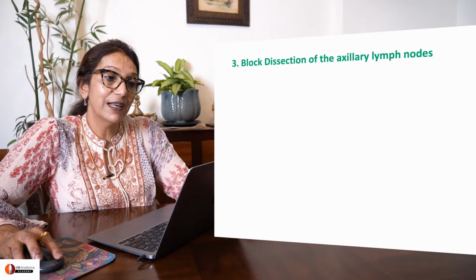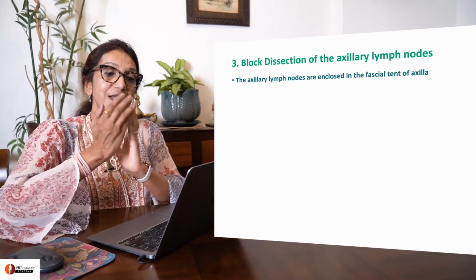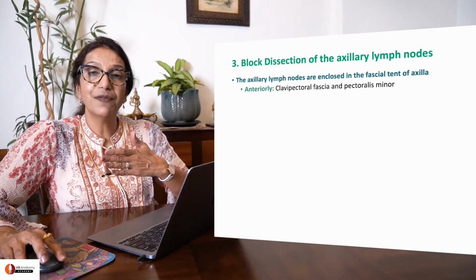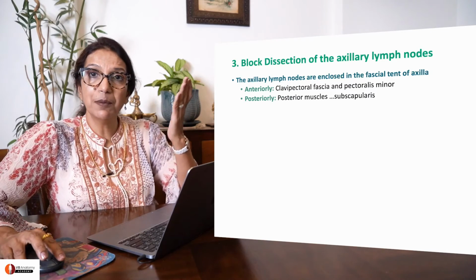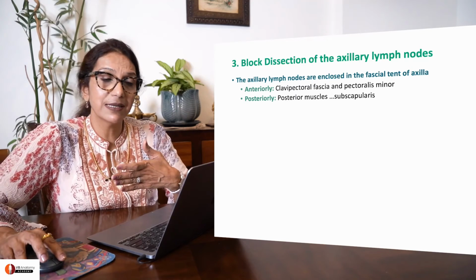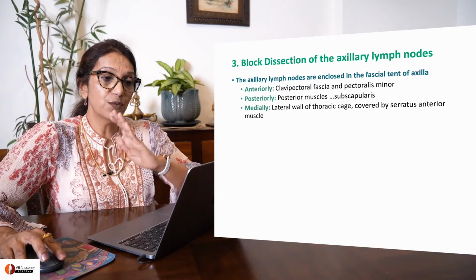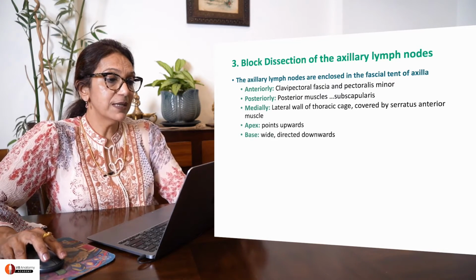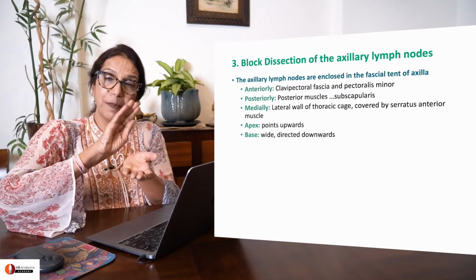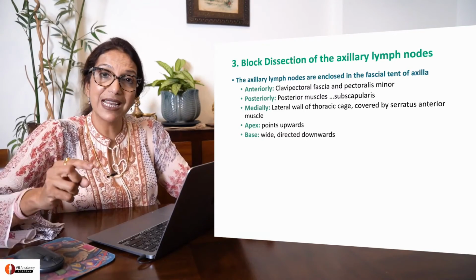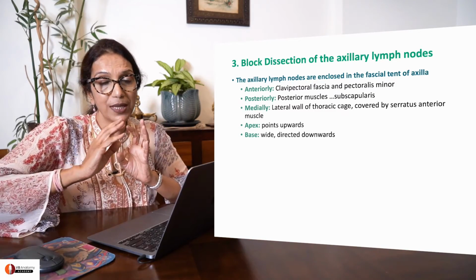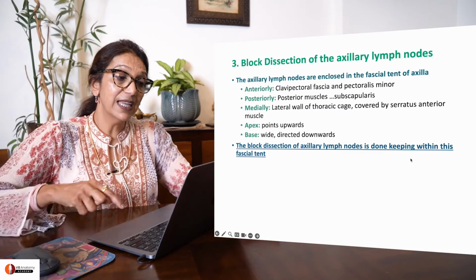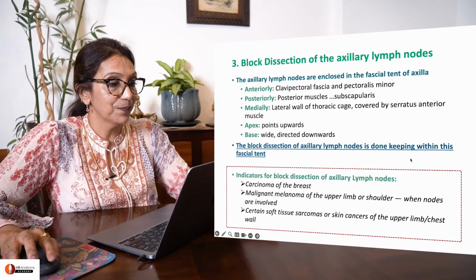Block dissection of axillary lymph nodes. Axillary lymph nodes are enclosed in the fascial tent of axilla, like I taught you last time. Anteriorly it is formed by clavipectoral fascia and pectoralis minor. Posteriorly, the posterior muscle, subscapularis and so on. Medially, the lateral chest wall covered by serratus anterior muscle. The apex points upwards, the base directed downwards. In this space lie your axillary lymph nodes. When you're dissecting them, you have to ensure that you stay within these walls. Block dissection of axillary lymph nodes is done keeping this fascial tent in mind.